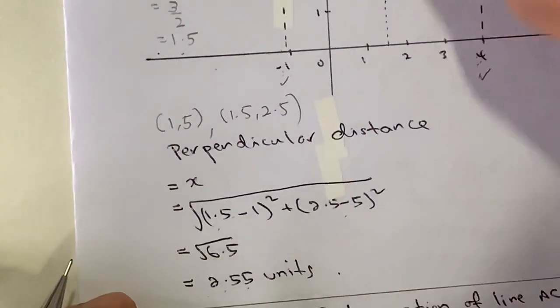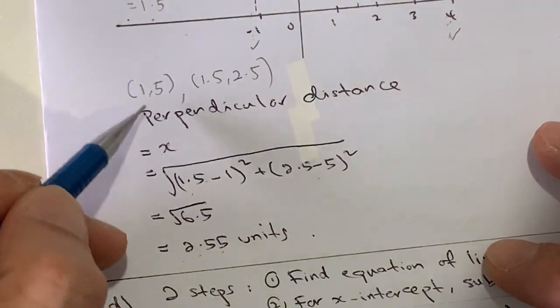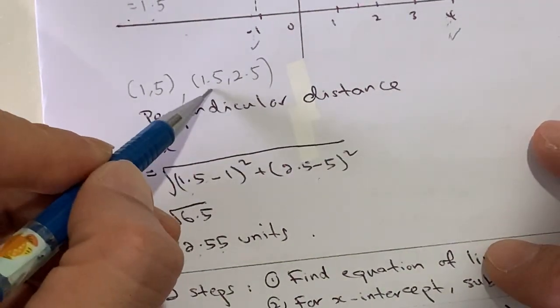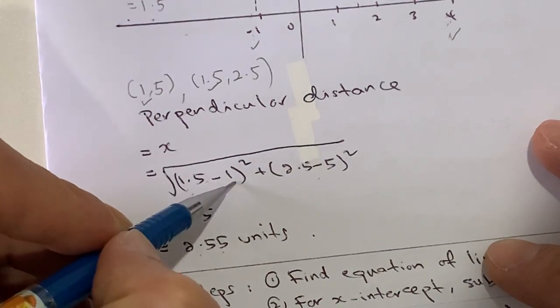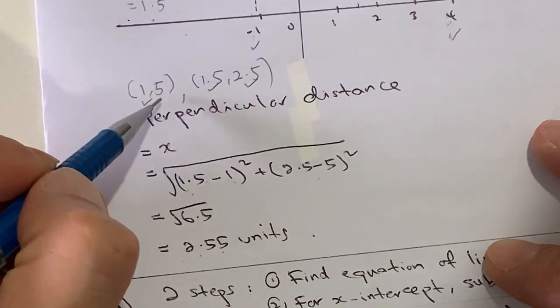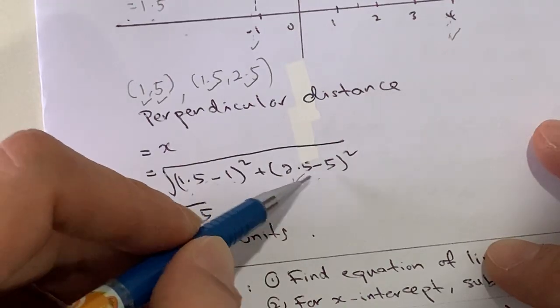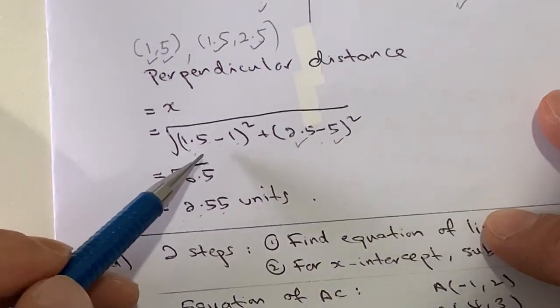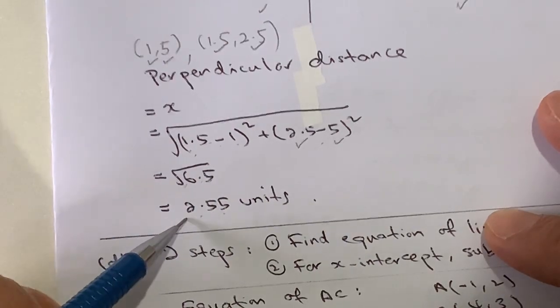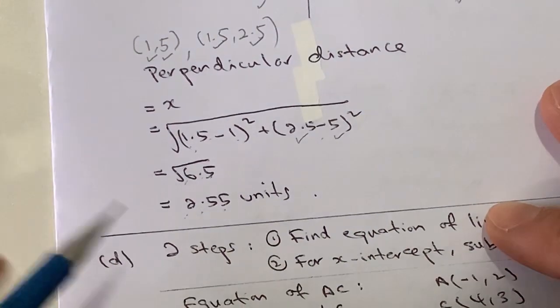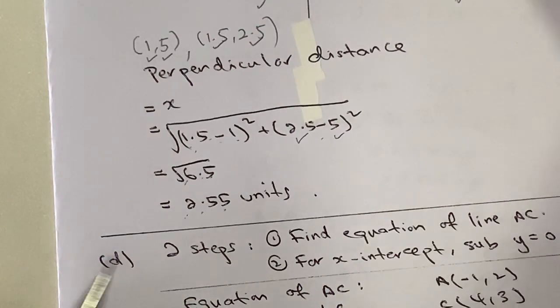So you can see, if you find the distance, I'm choosing x2 minus x1, and then y2 minus y1, and get the value of square root 6.5. To 3 significant figures, it will be 2.55 units.